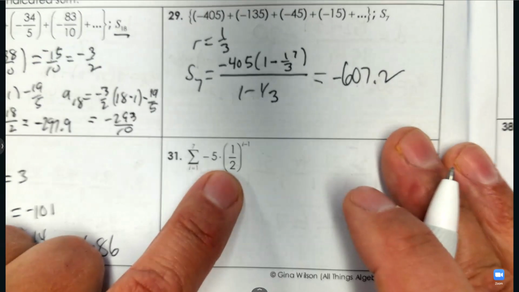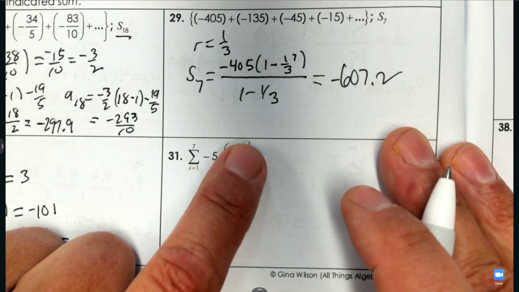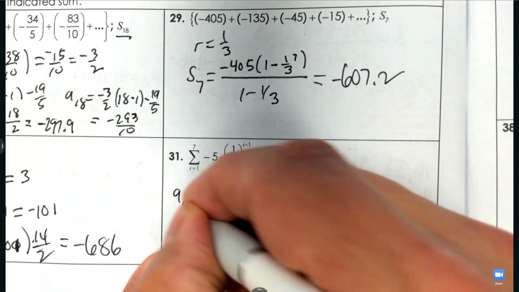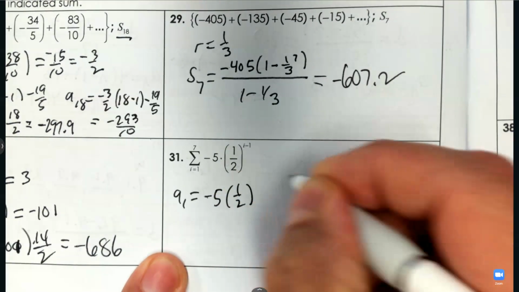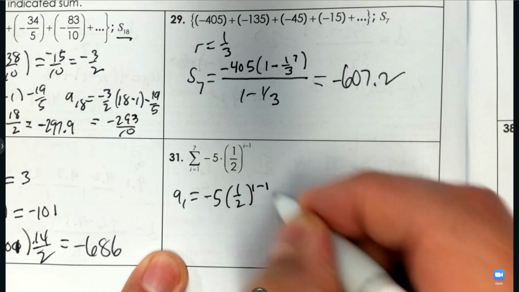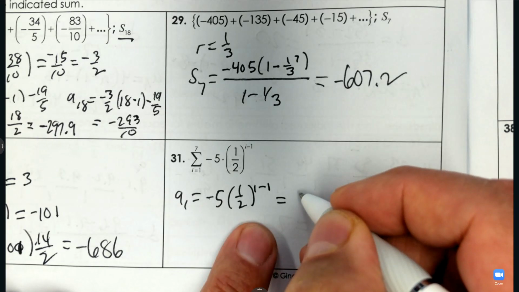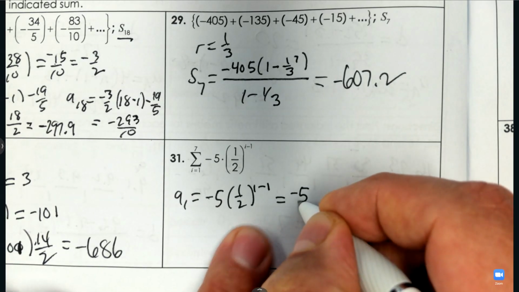This one is geometric because it's exponential. The variable's in the exponent. I still need to know A1. So I got to go -5, 1/2, and then it's 1 take away 1. If you type that in a calculator, the answer is -5.